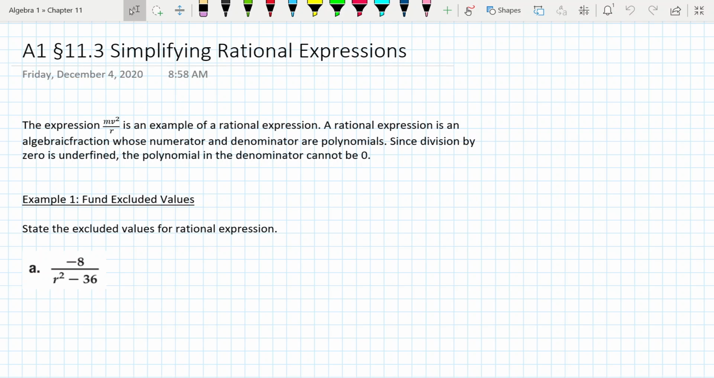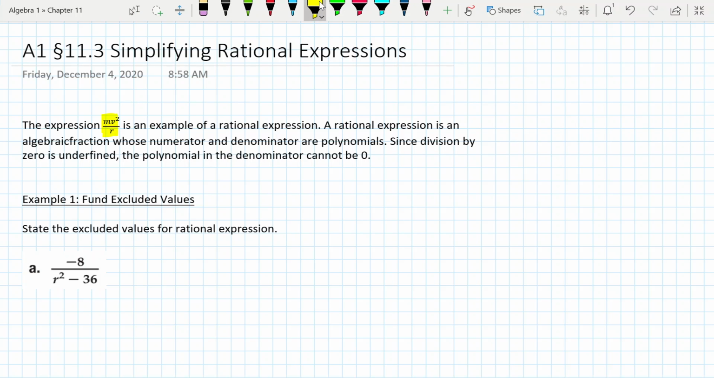Algebra 1, Chapter 11, Section 3, Simplifying Rational Expressions. So, we've worked with things similar to this in the past when we were first learning about exponent rules.